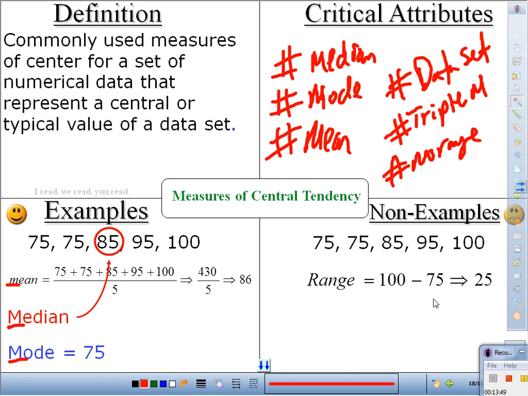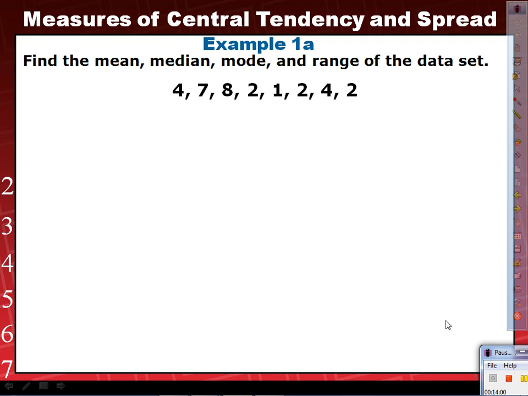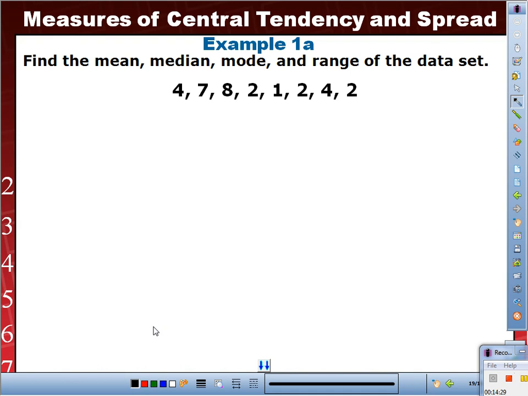Okay, turn your paper over. Example 1A. Find the mean, median, mode, and range of the data set: 4, 7, 8, 2, 1, 2, 4, 2. All right, so let's get started. Once I'm given the data like this, my first step is as follows.